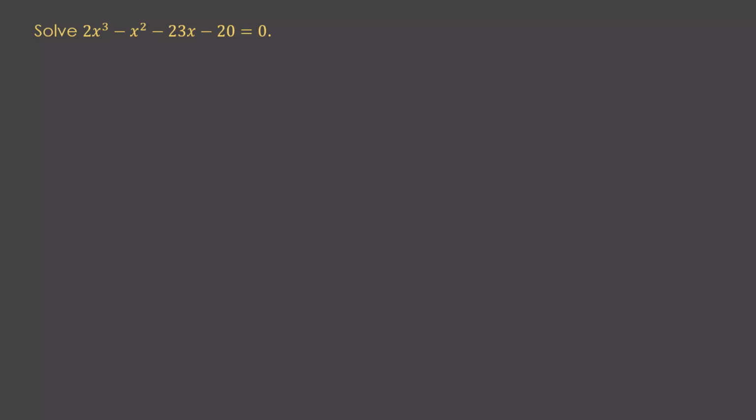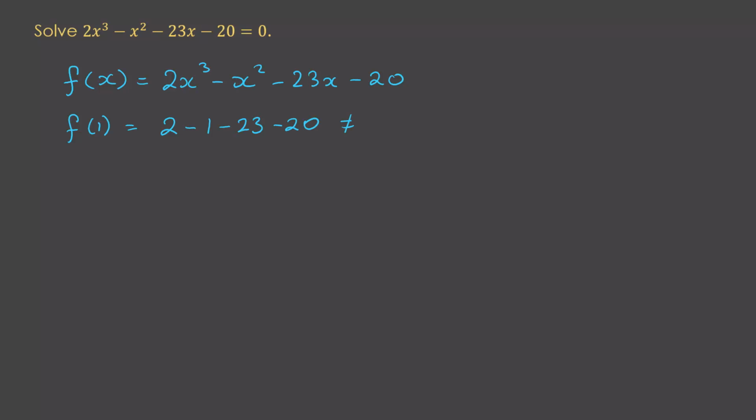So we want to solve 2x cubed minus x squared minus 23x minus 20 is 0. So the first thing to do is search for a linear factor. So I'm going to say that f of x is 2x cubed minus x squared minus 23x minus 20. And I'll start with f of 1. That's going to give me 2, take away 1, take away 23, take away 20, and it doesn't matter what that is. It's clearly not 0.